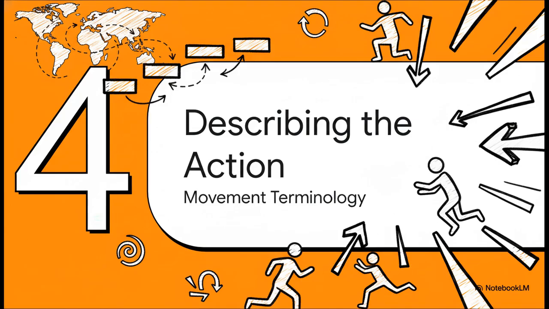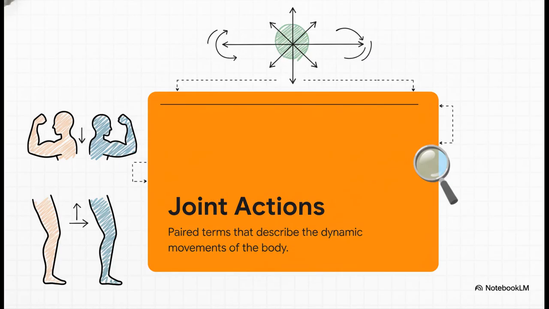So we have our map, and we have our stages. Now, all we need are the verbs. We need the words that describe the actual action of movement itself. These are called joint actions. And what's cool is they almost always come in pairs, these opposite movements, and they're defined by which of those planes they move in. They're the missing link that connects our location map with our planes of motion.